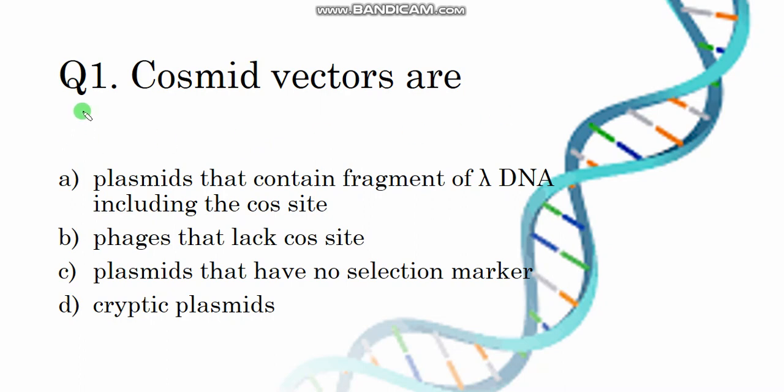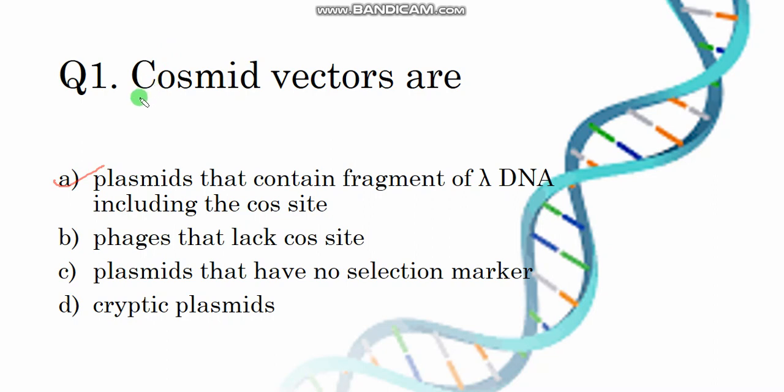Coming to question number 1. Cosmid vectors are: option A, plasmids that contain a fragment of lambda DNA including the cos site; option B, phages that lack the cos site; option C, plasmids that have no selection marker; option D, cryptic plasmid. And here the correct answer is plasmids that contain a fragment of lambda DNA including the cos site.